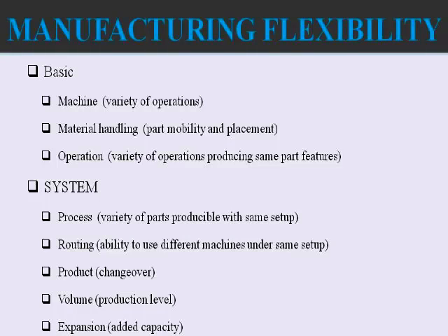Manufacturing flexibility, what is this? Basically, the machine can produce a variety of operations. Material handling, part mobility and placement must be more. Operation-wise, a variety of operations producing the same part features should be more. The system requires a wide variety of processes, with parts capable of being produced within the same setup. Routing, the ability to use different machines under the same setup, should be more, and product changeover should be good, and volume production level is high, and any capacity expansion should be allowed.